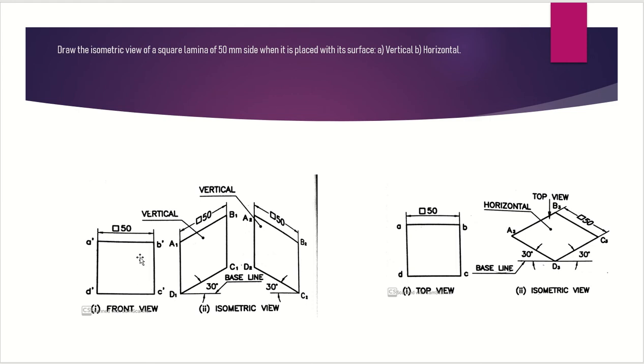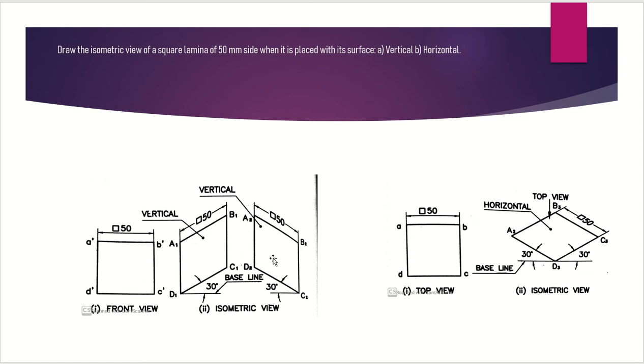So in order to draw the isometric view, create a baseline, go for a 30-degree inclined line on which you mark 50 mm, that is D1 C1 is 50 mm. Then go for a vertical line which is D1 A1, it is also 50 mm. After which construct A1 B1 which is 50 mm and B1 C1 again which is 50 mm. Only thing is that you have to check that this particular side, that is D1 C1, is 30-degree inclined with the baseline. Okay, now this is the vertical isometric view.